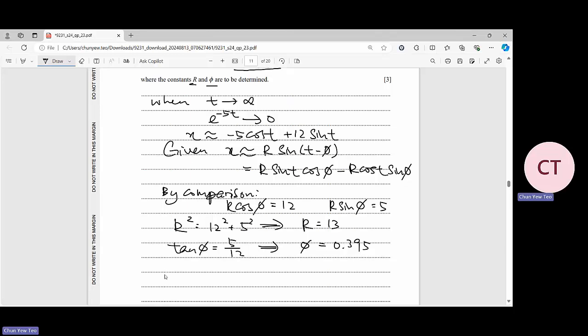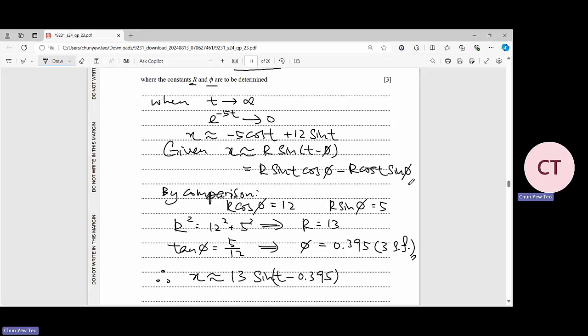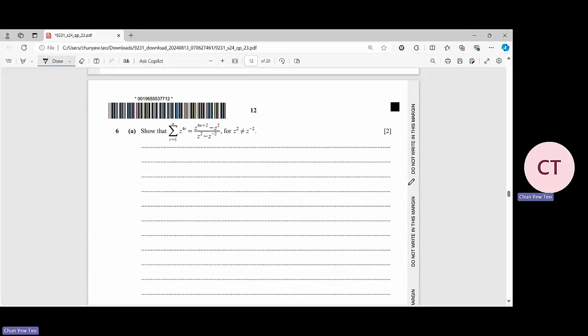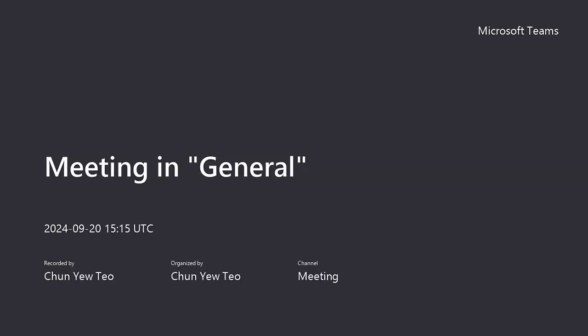Okay, so basically, therefore, your x is approximately equal to 13 sine t minus 0.395, to 3 significant figures. Done. Just like that. That is the answer for question number 5b. And moving on, we have number 6. Now we take a look at question number 6.